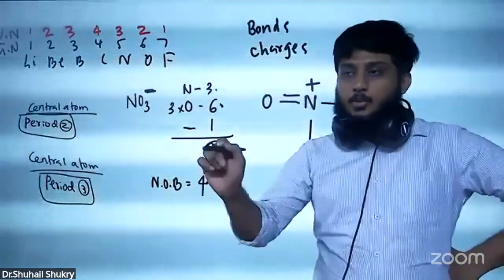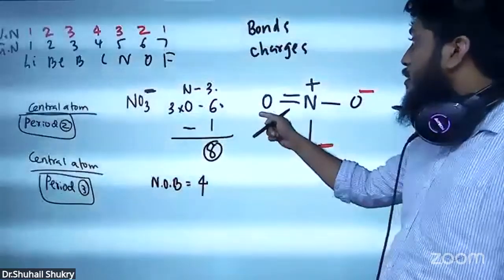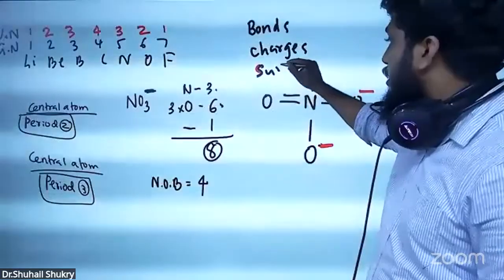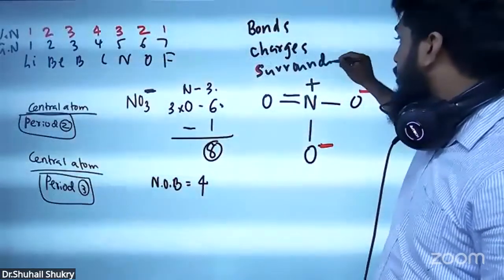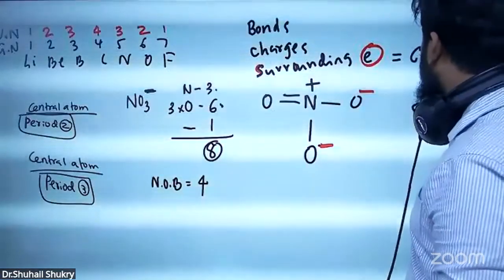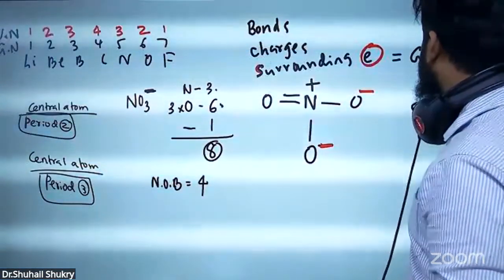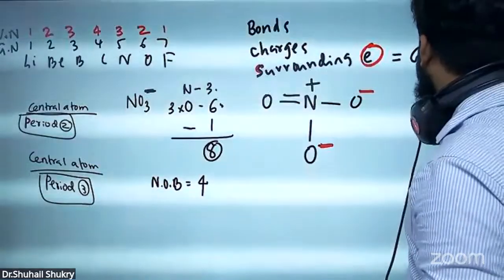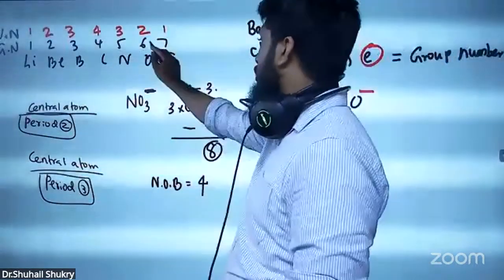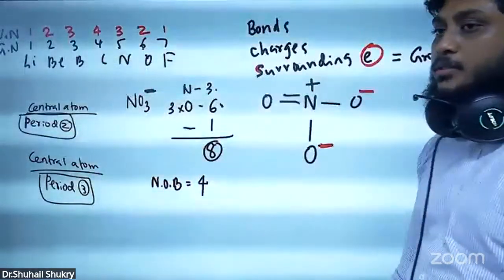Then after that, you have to put the electrons, no? Surrounding electrons. The third step, finally, is to fill the surrounding electrons. How to fill the surrounding electrons? Surrounding electrons are equal to their group number. Then oxygen, what is the group number? 6. Then oxygen should have 6 electrons.